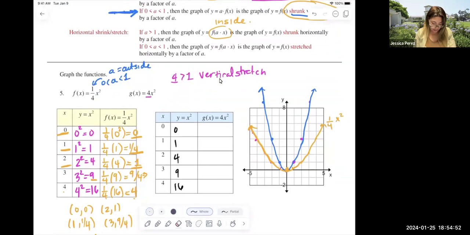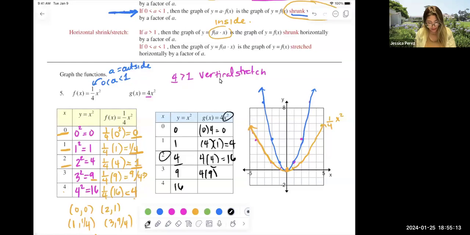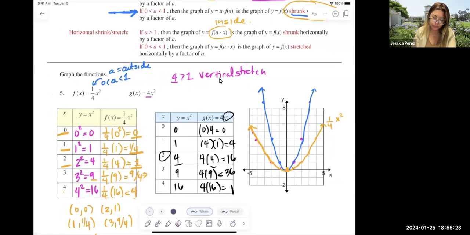So 0 times 4 is equal to 0. And then we have 4 times 1 is equal to 4. And then 4 times 4. Why 4 times 4? Because we're inputting 2 squared in here. So 2 squared is 4, times 4 is 16. And then 4 times 9 is 36. And then 4 times 16, 64. Okay. So let me write that a little bit nicer so it's nice and visible for everyone to see.